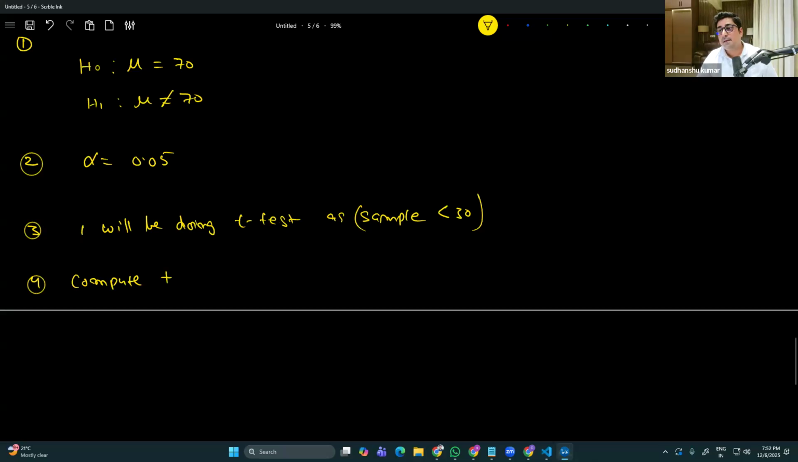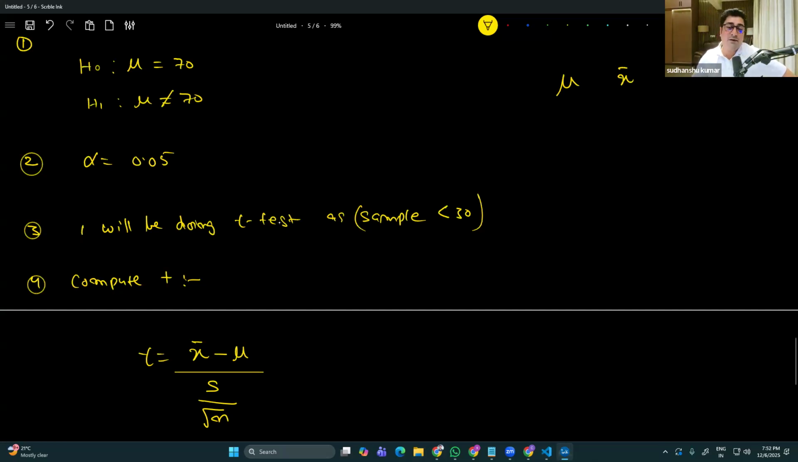Now, step number four, compute t. So how will I be able to do a computation for t? What is the formula for t? The formula of t says: sample mean minus population mean, divided by standard deviation by root of n. Generally we denote a population mean by mu, and for a sample we denote the sample mean by x bar. N is nothing but the number of samples. S is nothing but the standard deviation of a sample.